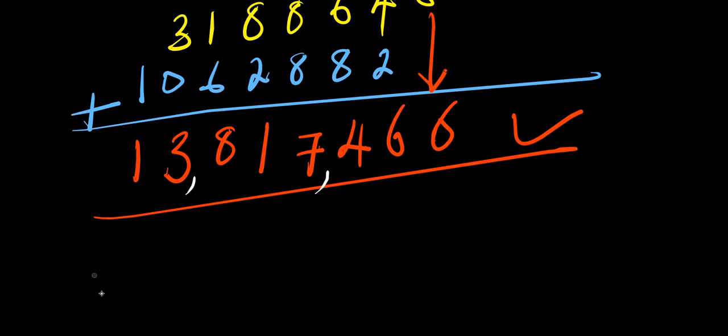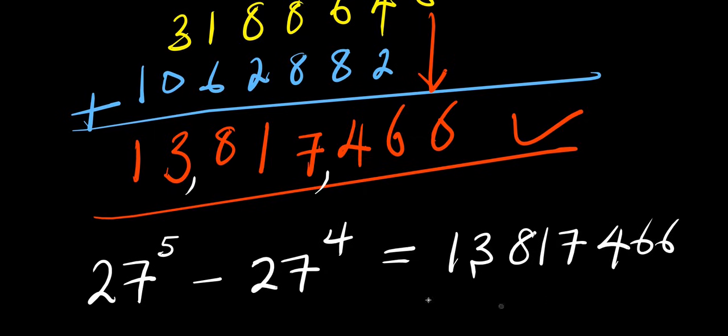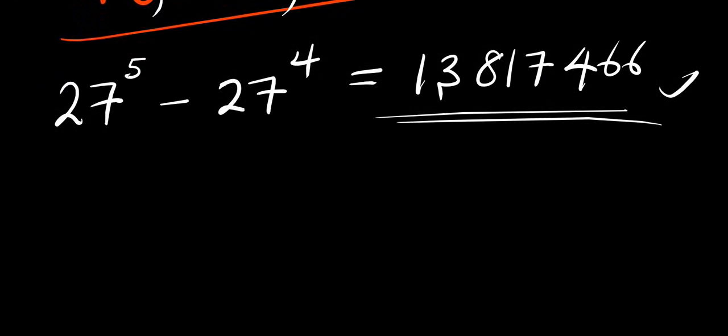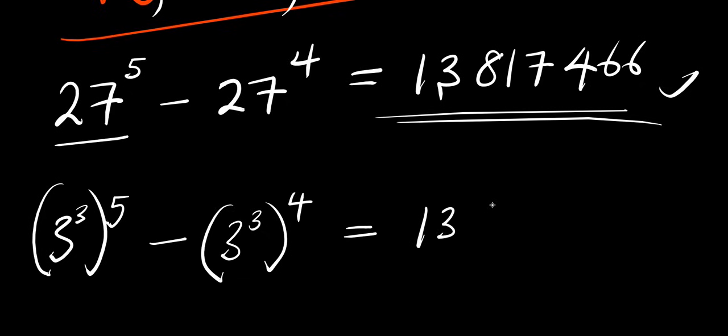And this is 13,817,466. That is 27 to the power 5 minus 27 to the power 4. This is 13,817,466, and we have achieved this without the use of a calculator. If you want to simplify this, this is just 3 power 3, that is 27 to the power 5, minus 3 power 3, 27 to the power 4, equals 13,817,466.